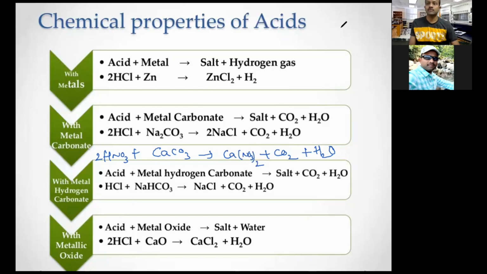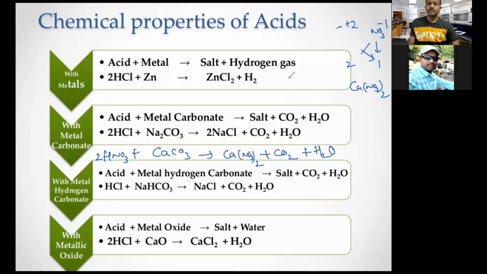Why? Because while writing the equation, you write formulas as they are. Don't change the formula's composition. Calcium valency is +2, nitrate valency is -1, means calcium has 2 valency, nitrate has valency 1. So when you interchange these, you will get Ca(NO3) taken twice. In this manner you have to write the formulas, right? HNO3 when reacting with calcium carbonate gives calcium nitrate plus CO2 plus water.